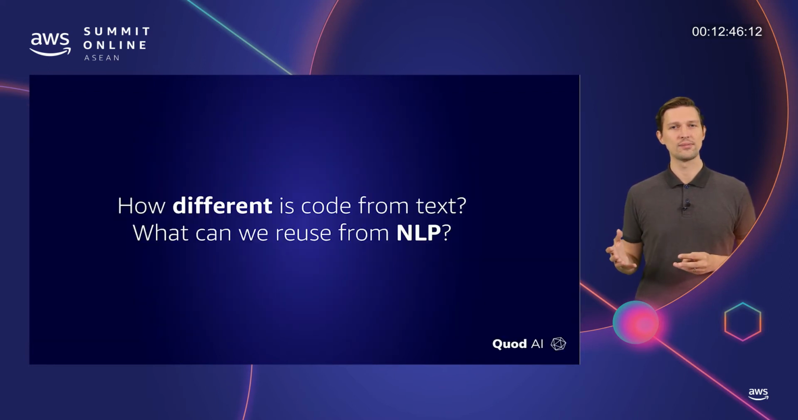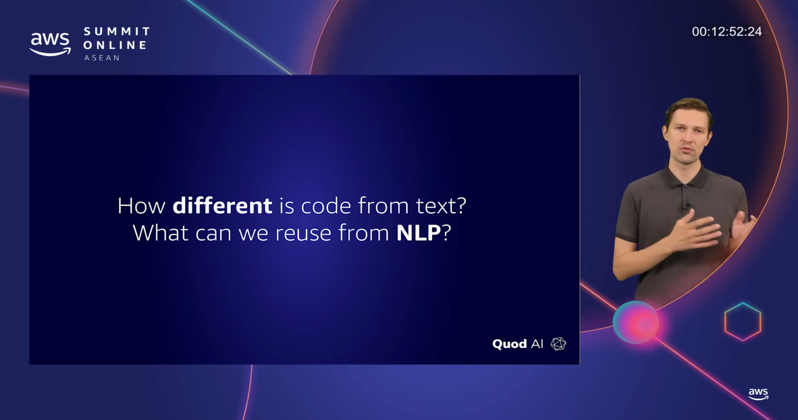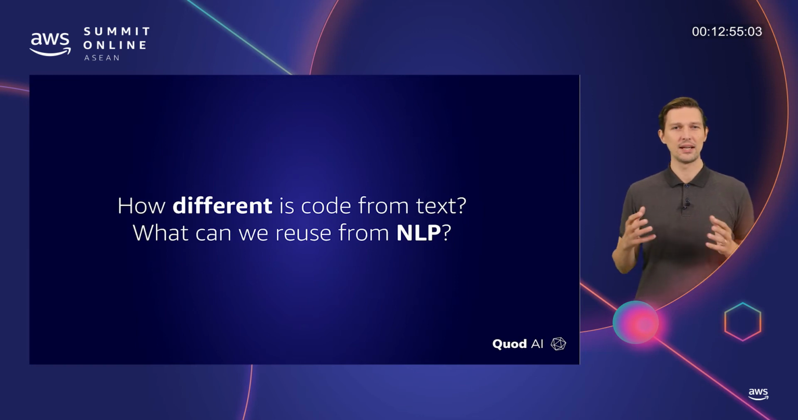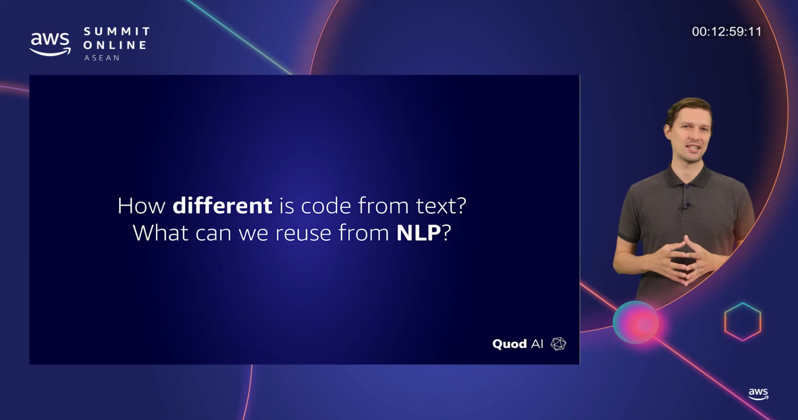As you just saw, most of the intelligence generation and context discovery in our platform is coming either from code or from text in natural language. Natural language processing has been an extremely popular part of machine learning recently. But what about machine learning on code? How different is code from text? And what can we reuse from NLP?